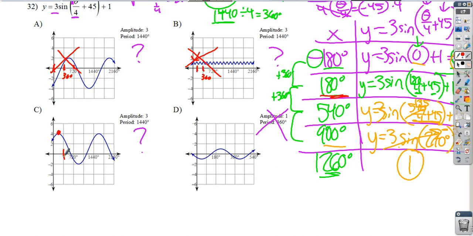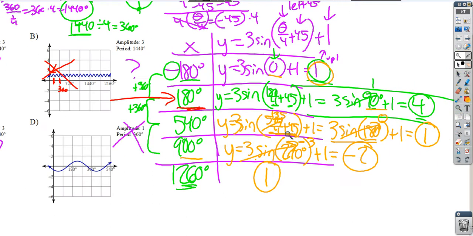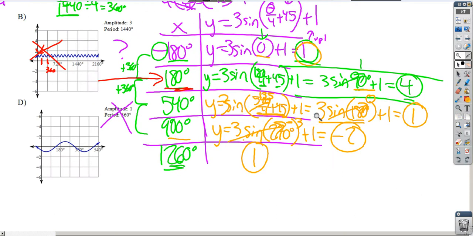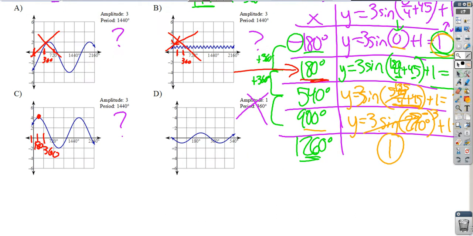This is halfway between, that's 360. Halfway between 0 and 360 is 180, and we're supposed to have a point at 184. Okay, so that one works. And we should have a point at 541. So let's check 540 comma 1. 540 will be right here, and that does look like it's at 1.